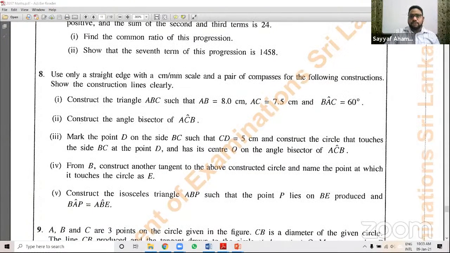Even in the 2017 paper, they say use only a straight edge with a centimeter or millimeter scale and a pair of compasses. Again, they say not to use the protractor, right? For the following construction, show the construction lines clearly. Construct a triangle ABC such that AB equals 8.0, AC equals 7.5, angle BAC equals 60.